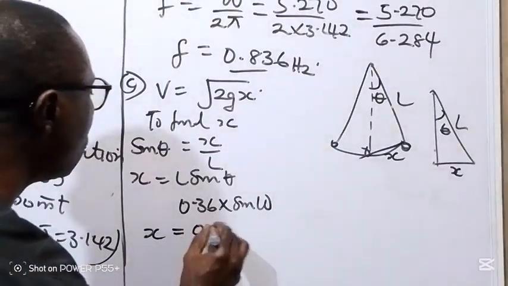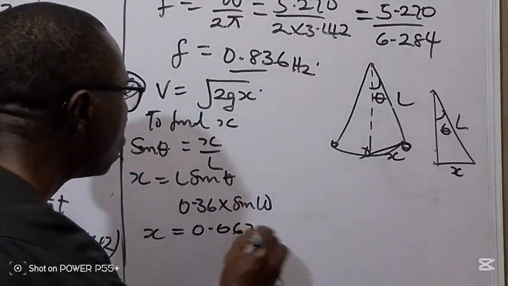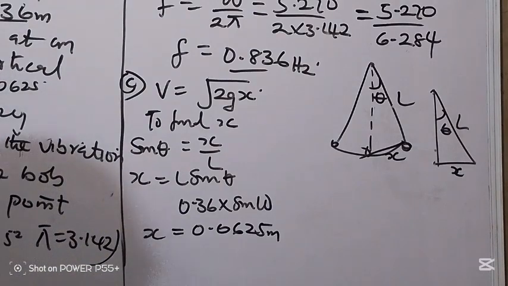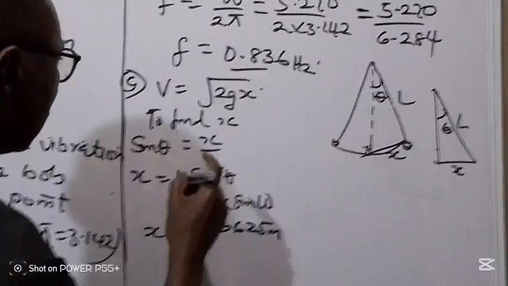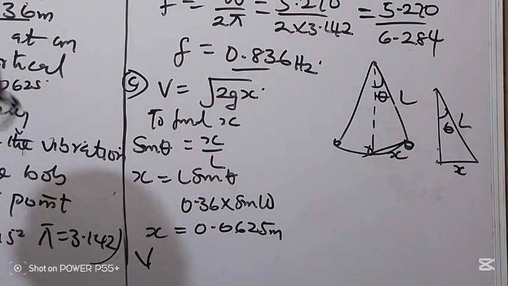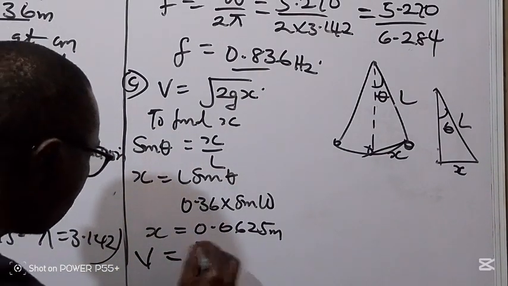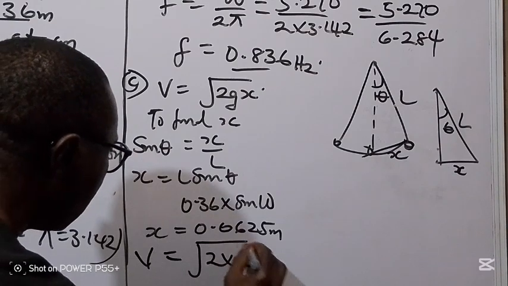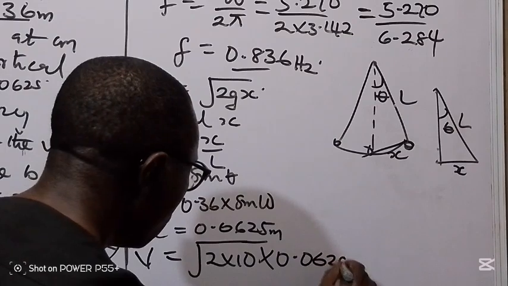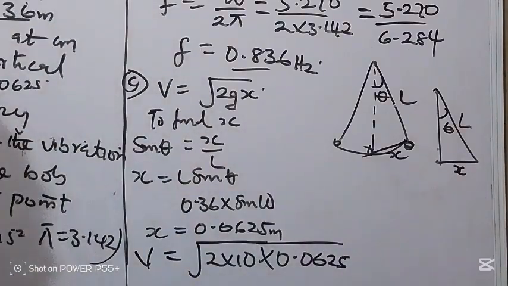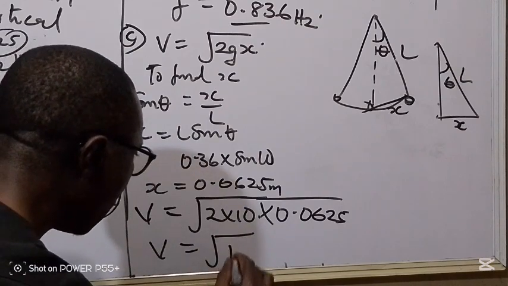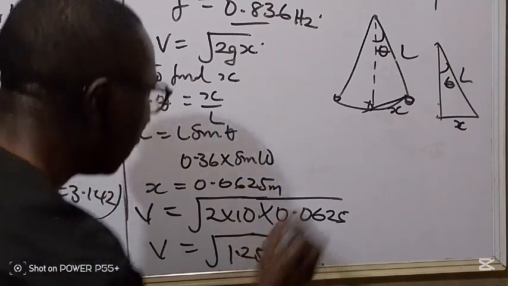Now from there we can find our v. The velocity v is equal to the square root of 2 multiplied by 10 multiplied by 0.0625. v now is equal to the square root of 1.25, and the final answer for the speed is equal to 1.118 meters per second.